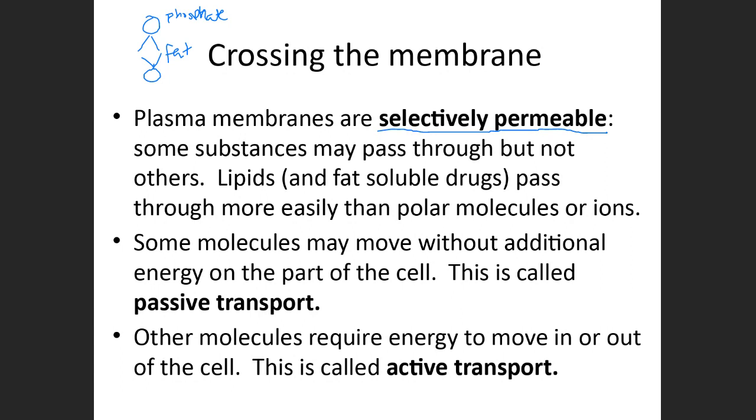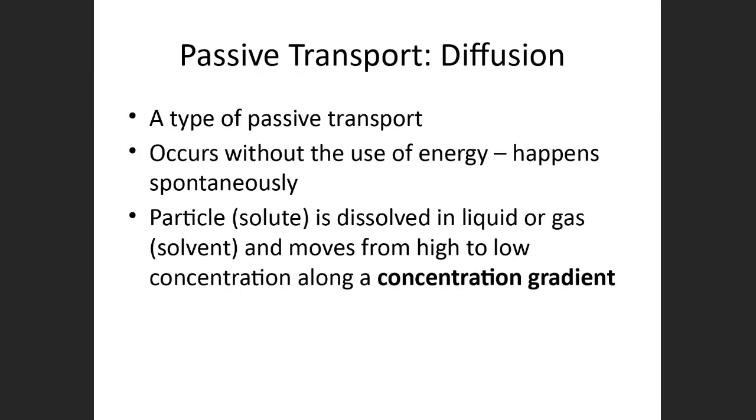Things that can cross through without using any energy on the part of the cell, that is a form of passive transport. So it's transporting things in or out of the cell without using any energy. But if the cell has to use energy to do it, it's called active transport. So we're going to talk about the two types of passive transport. The first type is diffusion, and the second type is osmosis. So again, because this is passive, it happens without using any energy.